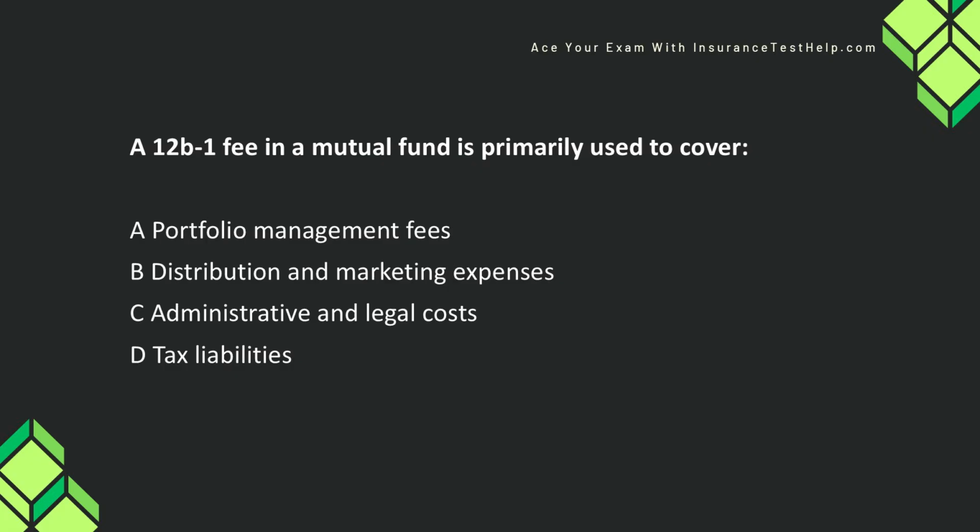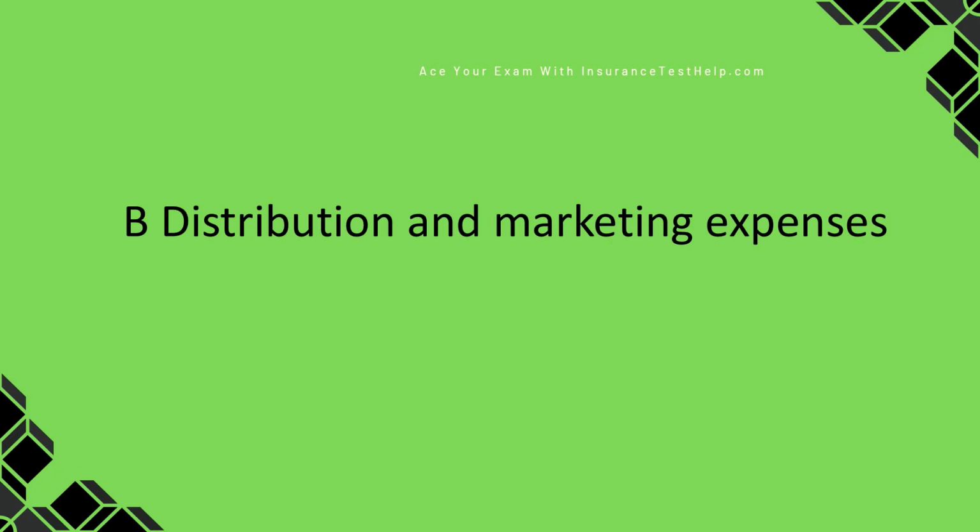A 12b-1 fee in a mutual fund is primarily used to cover A, portfolio management fees, B, distribution and marketing expenses, C, administrative and legal costs, or D, tax liabilities. Correct answer here is B, distribution and marketing expenses. That is generally what they cover. They are an add-on. I would know what they are and what they do, because anything to do with mutual funds is going to probably be on your test.